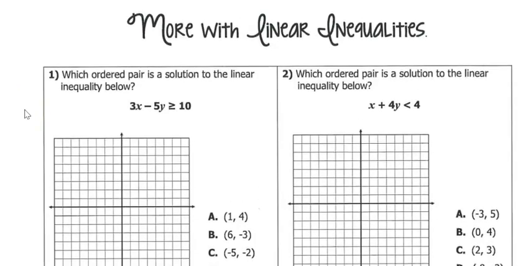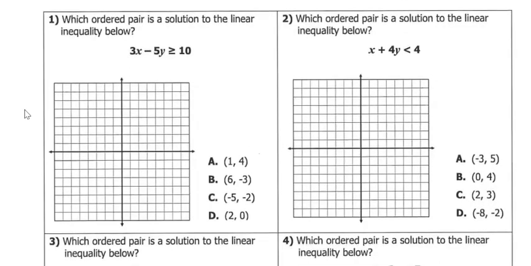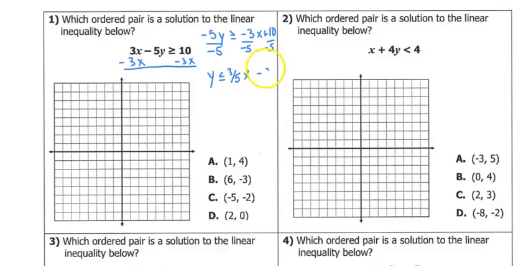All right, we're going to skip ahead a page to where it says more with linear inequalities. This is the other thing that we have to do, which is be able to look at a graph and decide what ordered pair is a solution. So the first thing I'm going to do is graph this inequality, and to do that I need to get y by itself. I'm right up here so I have some more room. So negative 5y is greater than or equal to negative 3x plus 10. And then I'm going to divide everything by negative 5. So now I have y is less than or equal to, flipping my inequality, positive 3/5 x minus 2.